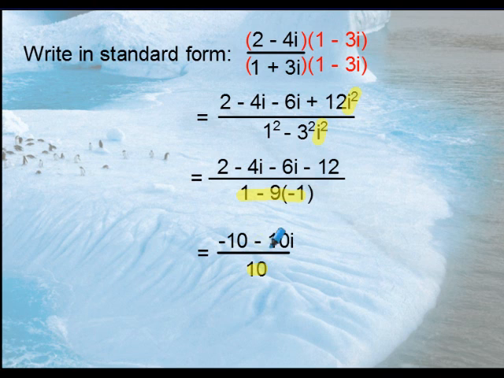Now, we can separate this numerator into two different fractions. You can do that with numerators. You can't do it with denominators. So let's go ahead and do that. And you wind up with negative 10 over 10, and then negative 10i over 10. And then just go ahead and reduce those fractions. And that finishes that one.